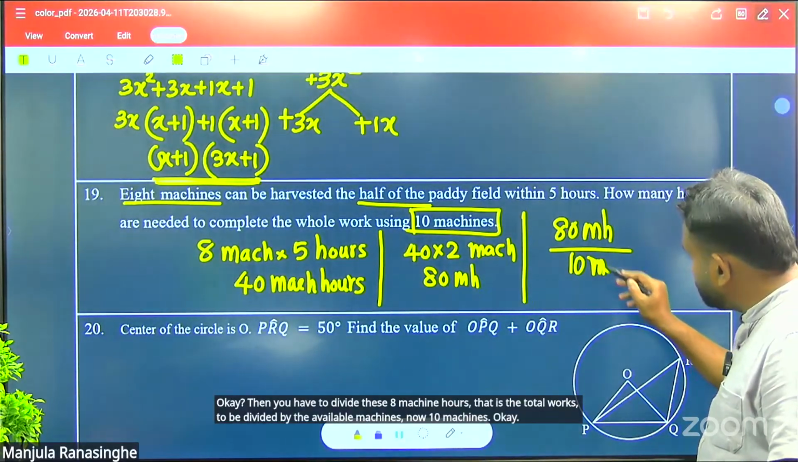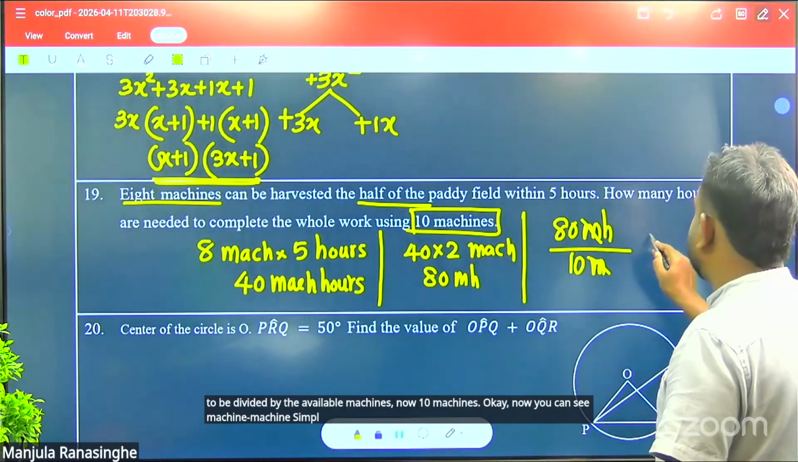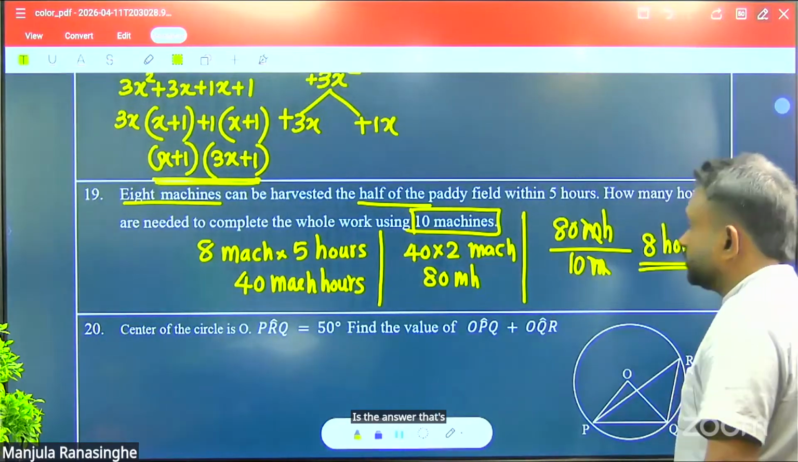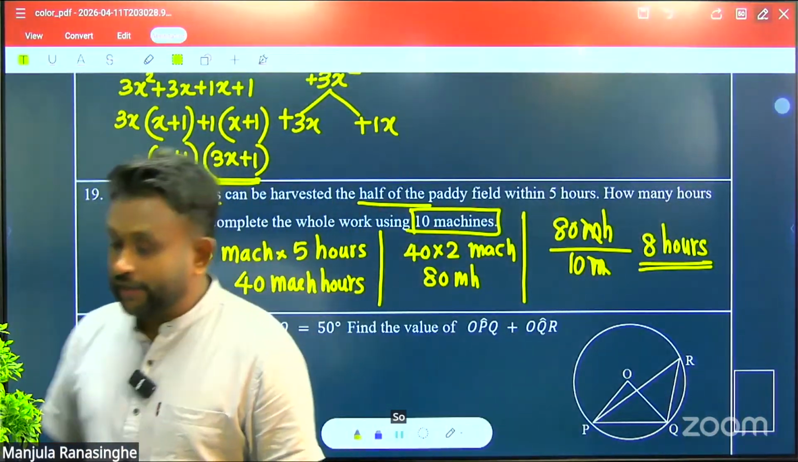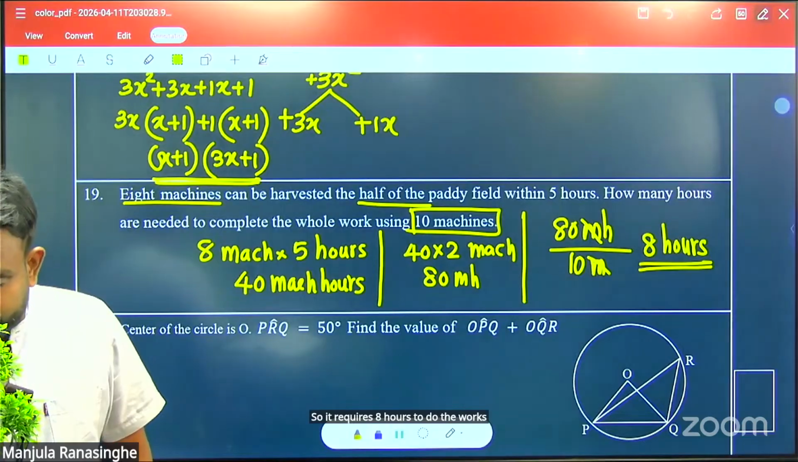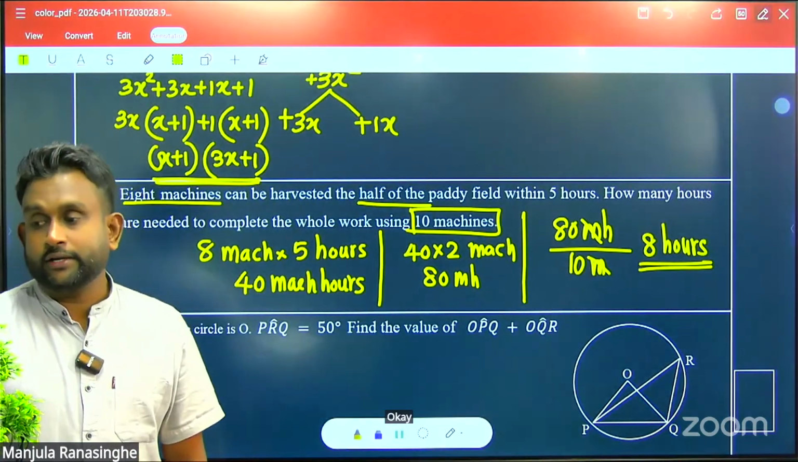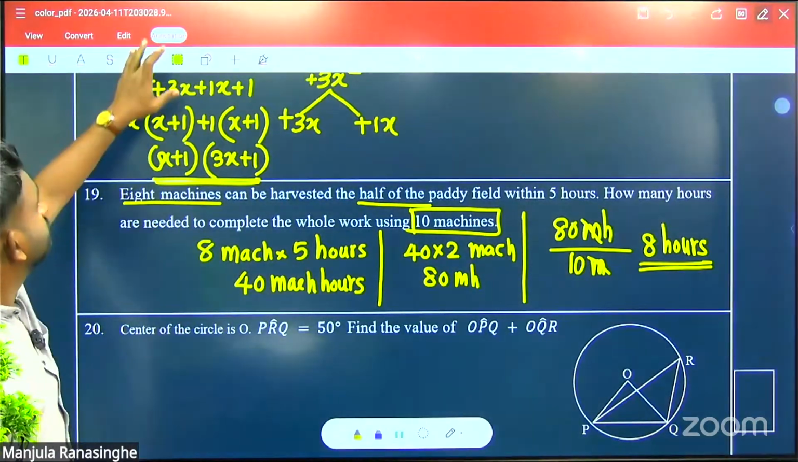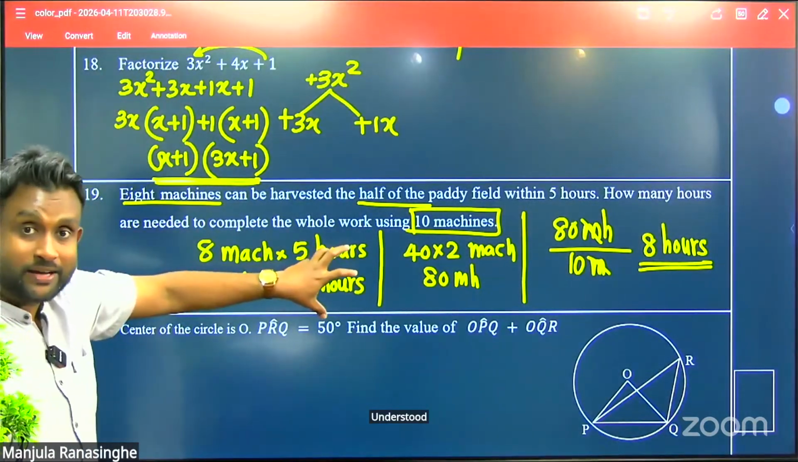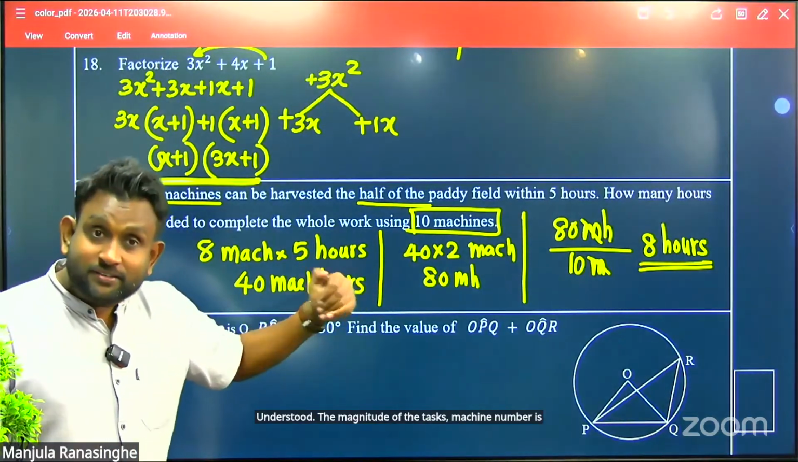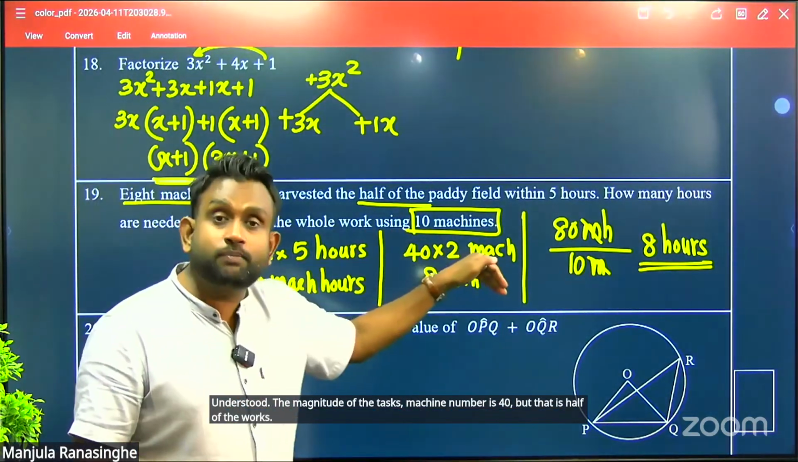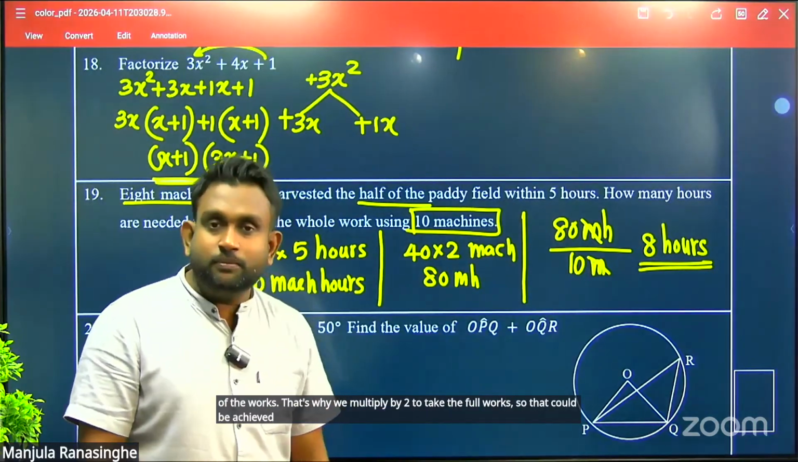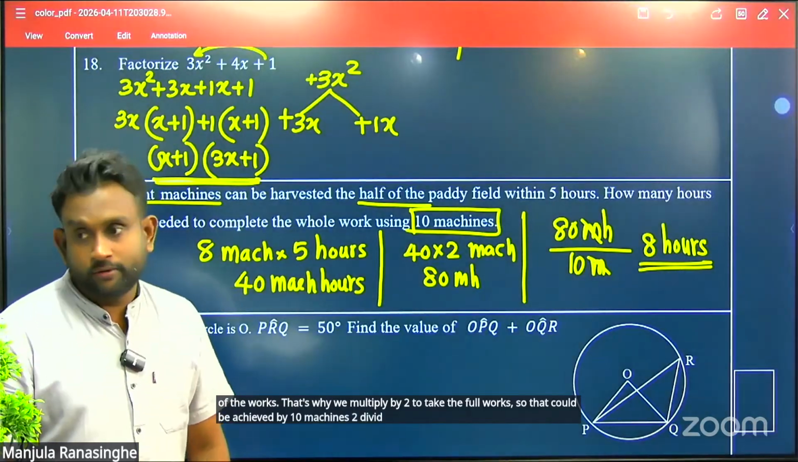Okay, now you can see the machines simplified, zero zero simplified, then 8 hours is the answer that's required to do this work. So it requires 8 hours to do the work. Understood. The magnitude of the task, machine hours 40, is half of the work. That's why we multiply by 2 to take the full work. So that to be achieved by 10 machines, you divide by 10.